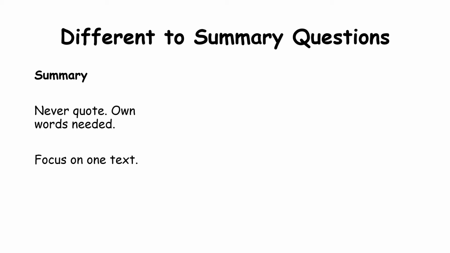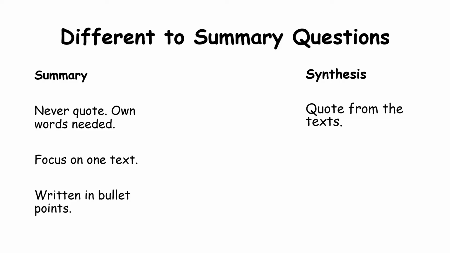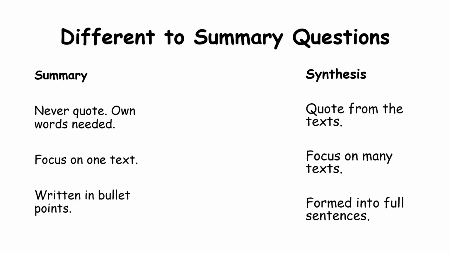You must focus on one text for a summary, and you write in bullet points, whereas a synthesis question, you should quote from the text. You should quote often. You will focus on more than one text, and you shouldn't write in bullet points. We will form it into full sentences so that the text that you produce is a replacement for the 3 other texts, but I do need to read it in full sentences.